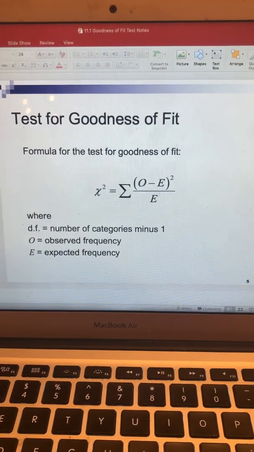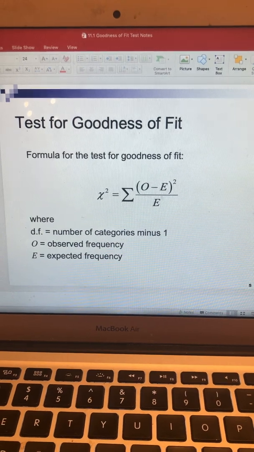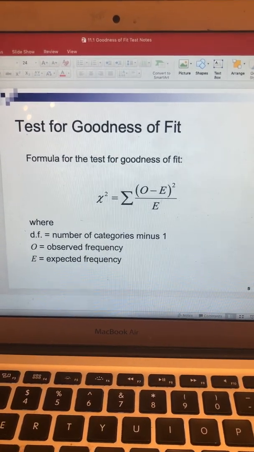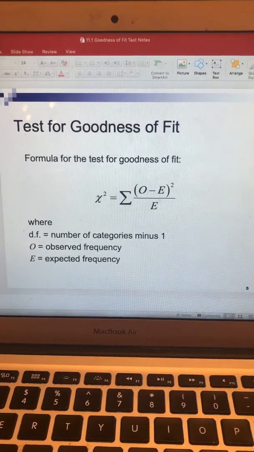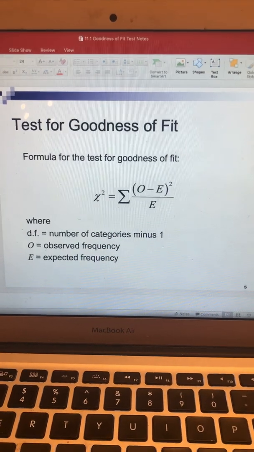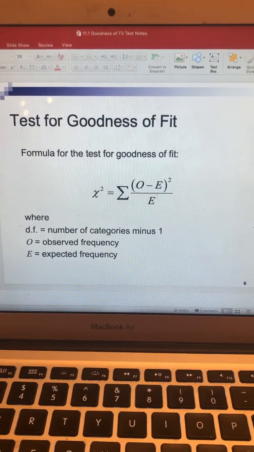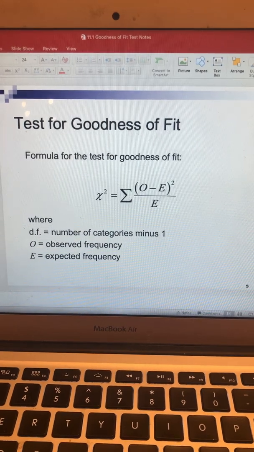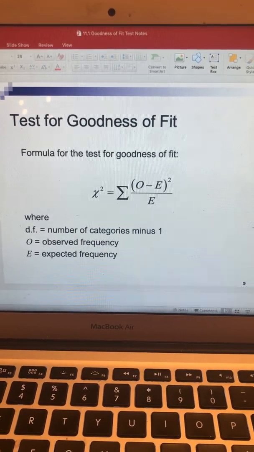The chi-square test for goodness of fit formula is actually pretty simple. It says that chi-square, remember that's a notation, not an actual value being squared, is equal to the summation of the observed value minus the expected value. We're going to take that and we're going to square it.